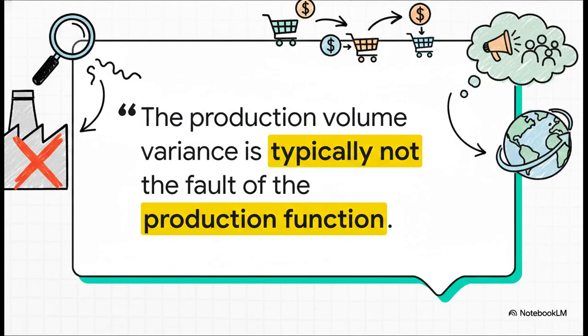Think about it. If the sales team doesn't bring in enough orders or a huge client cancels a project, what happens? Production levels have to fall. So this clue often points us outside the factory walls. It tells us to go talk to sales, marketing, or to look at the overall market conditions.